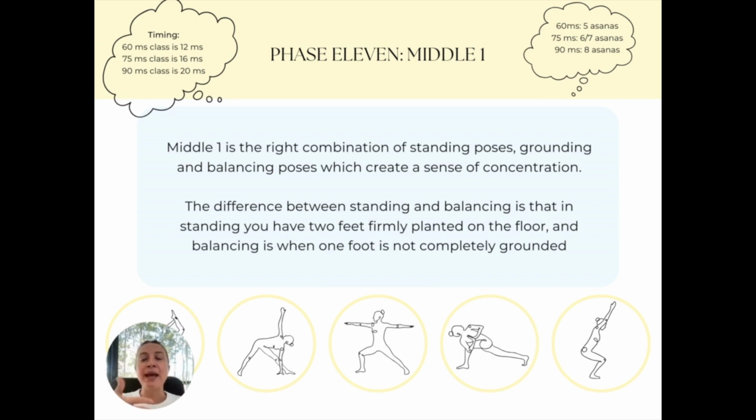Phase number 11, middle one. The middle one normally is 12 minutes for a 60 minutes class, 16 minutes for a 75 minutes class, and it's normally like 6 to 7 asanas, and then 20 minutes for 90 minutes class, and it's normally 8 asanas. Middle one is the right combination between standing poses and grounding and balancing poses, and it creates a sense of concentration and focus. The difference in between standing and balancing, well, standing, you're standing on 2 feet, and then balancing, you normally stand on 1 foot.